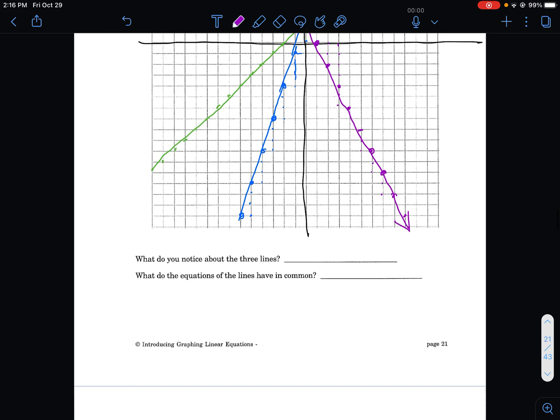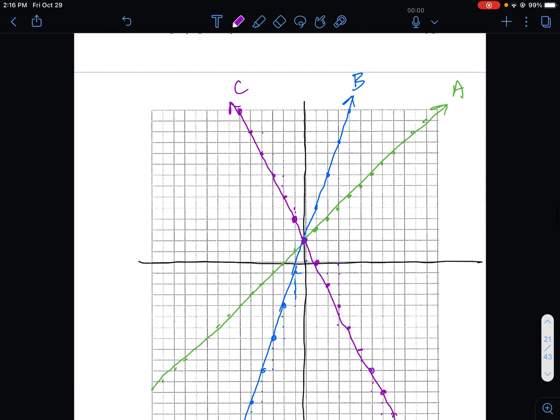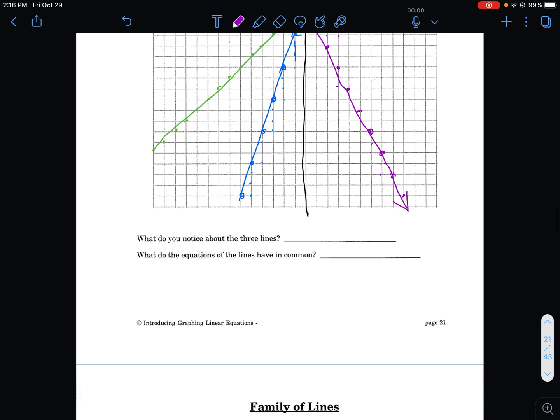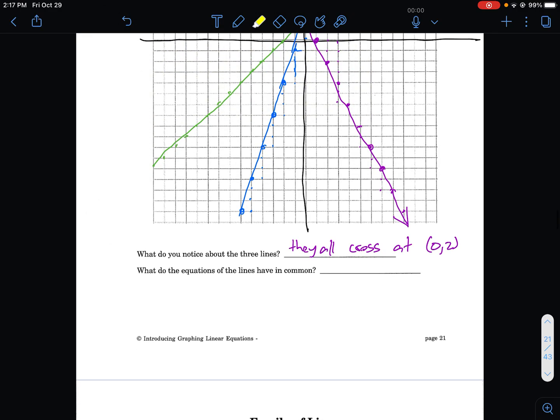So what do I notice about these 3 lines? Well, they all cross. They all intersect at 0, 2, which is this point right here. They all share that point.